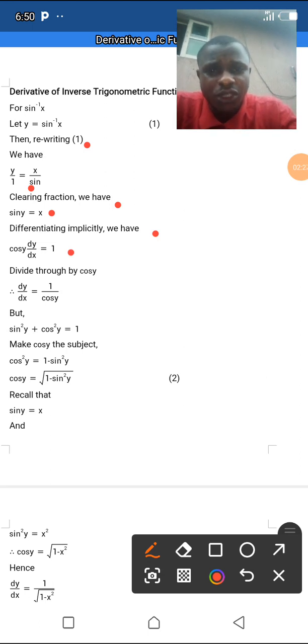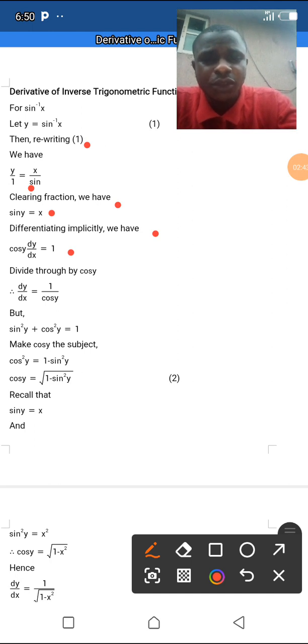That is to say, if you differentiate sine y with respect to x in an implicit function, differentiation of sine y alone will give us cos y. Since it is an implicit function, when you differentiate y with respect to x, you attach dy over dx to it. That's why you see cos y dy over dx here equals, differentiating x gives us 1.